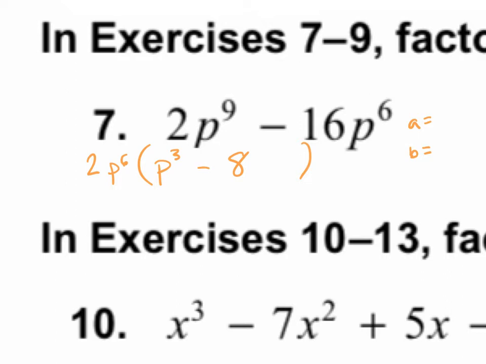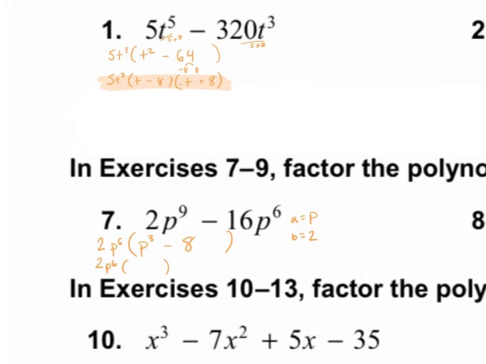A is p and b is 2. B is 2 because 2 times 2 times 2 gives us 8. So 2 cubed is 8 and b cubed is this. So now we just plug it into our formula. So we have that 2p^6 stays out front.